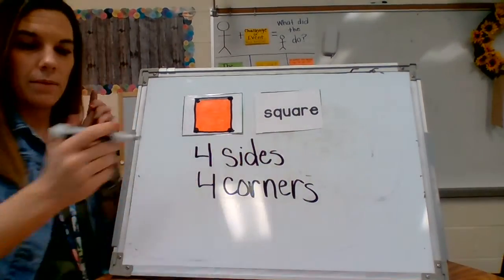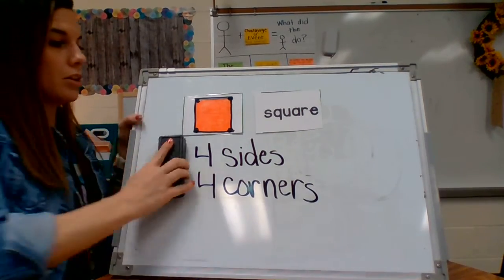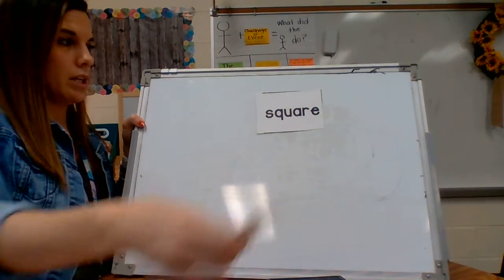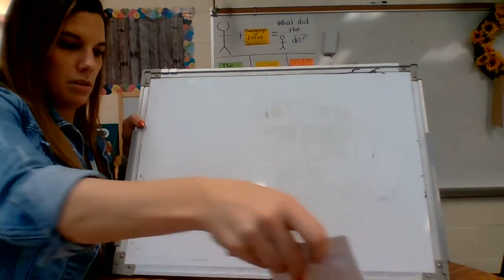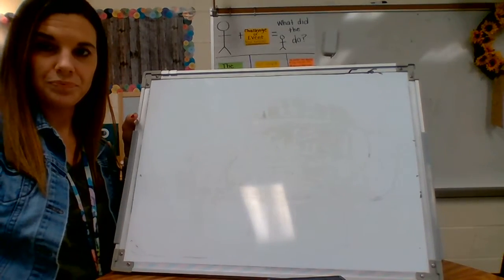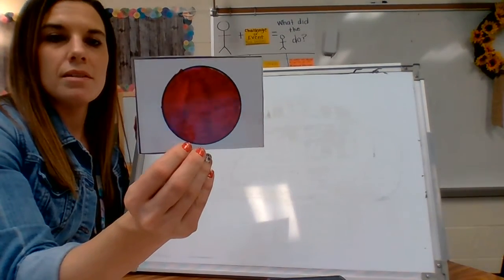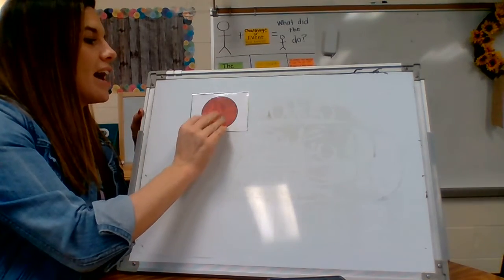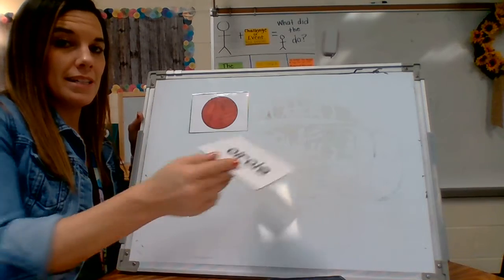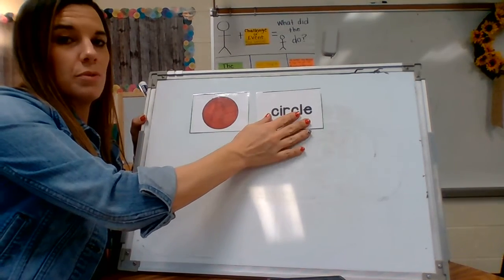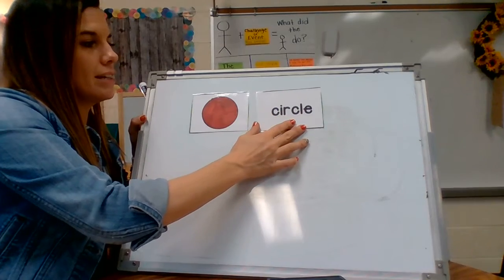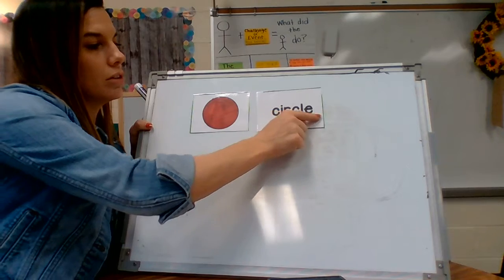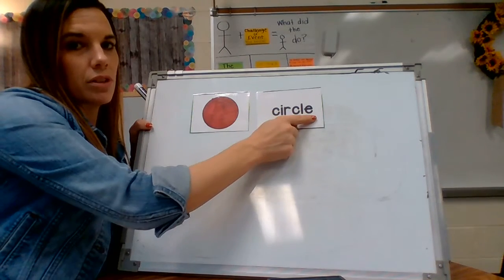Okay? Square. Let's talk about another shape. And we're just doing our basic ones right now. There's my square. Okay. What shape is this? A circle. Good job. And let's put this word up here and see if it says circle. So this word's kind of tricky because the C in this word makes the S sound. But circle. Circle. Is this the word circle?